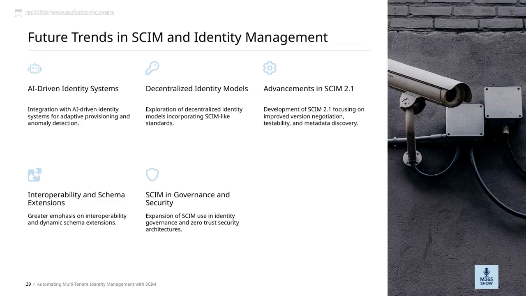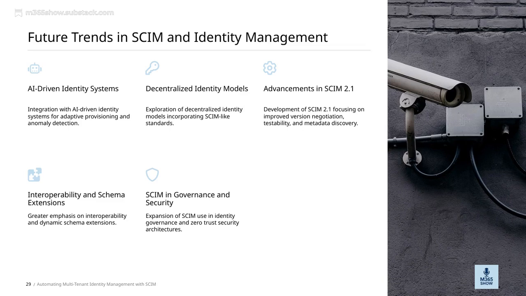This means SCIM will become even more flexible, allowing different systems to communicate seamlessly and adapt to evolving identity data requirements. Looking forward, development efforts are focusing on SCIM 2.1, aiming to improve version negotiation, testability, and metadata discovery. These enhancements will help make the protocol more robust and easier to implement across diverse environments.